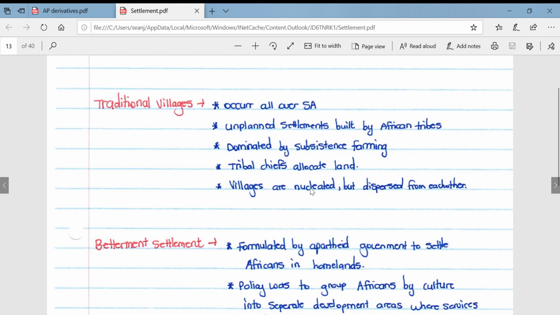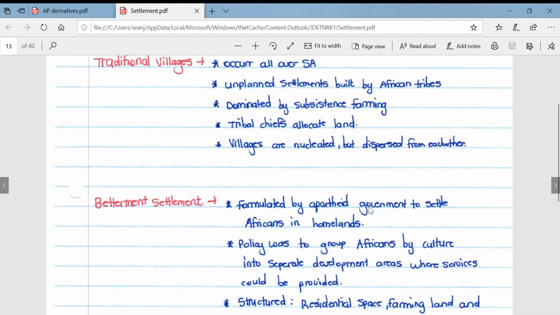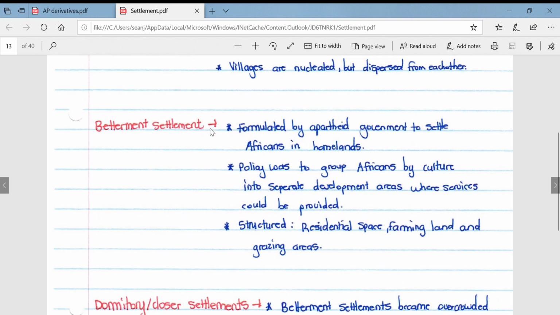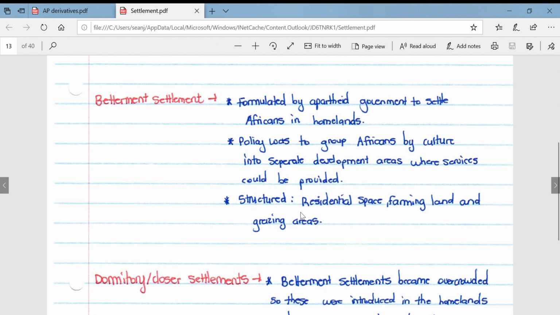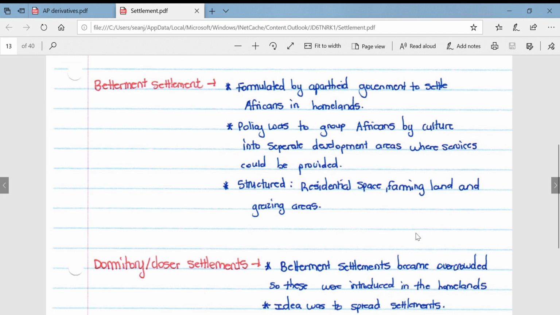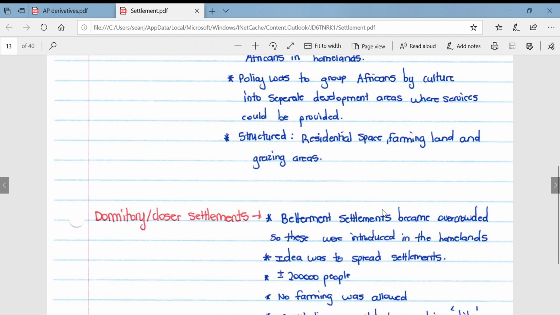So what that essentially means is a couple of houses will be nucleated, but then that couple of houses will be dispersed from another couple of houses, which might be another village. Then a betterment settlement, formulated by the apartheid government to settle Africans in homelands. The policy was to group Africans by culture into separate development areas where services could be provided. Very structured in terms of residential space, farming land, and grazing areas, which were obviously cordoned off accordingly.